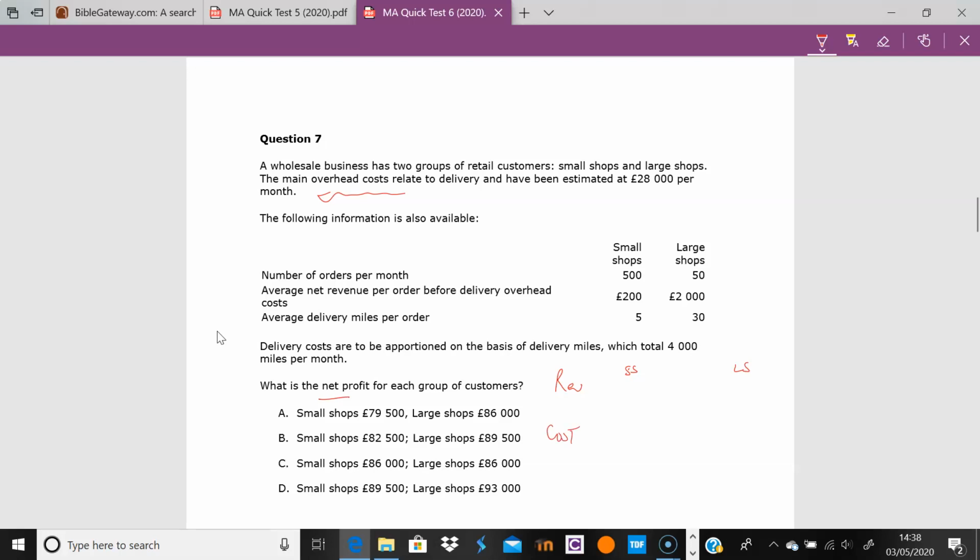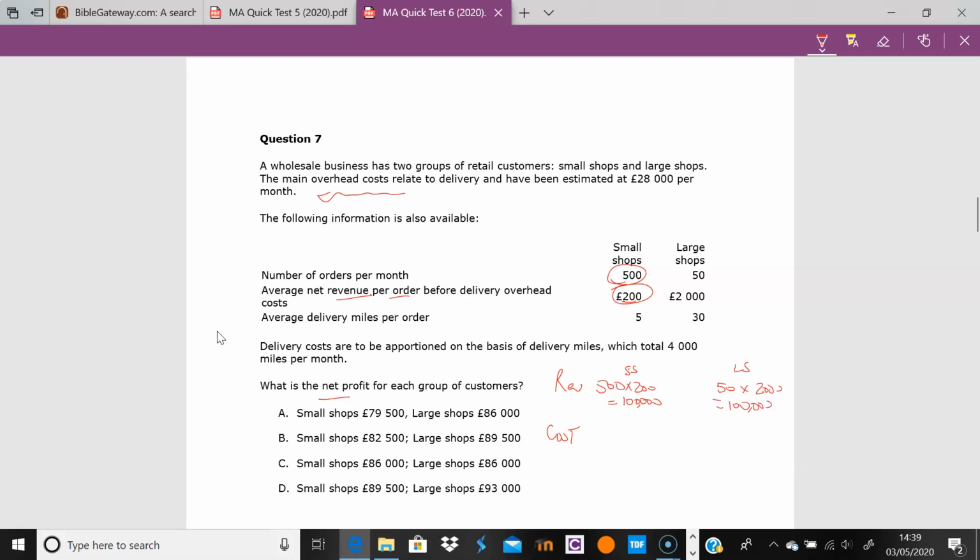So revenue is pretty straightforward. They tell us the net revenue per order before delivery is £200. So you have 500 orders. In effect, your revenue here is 500 times 200, which is 100,000. And here you have 50 times 2,000, which is exactly the same thing, 100,000.